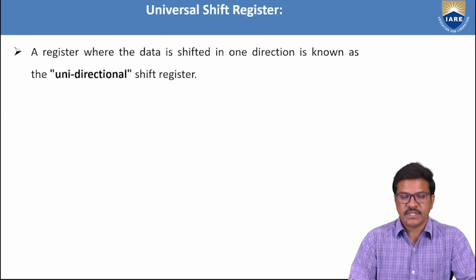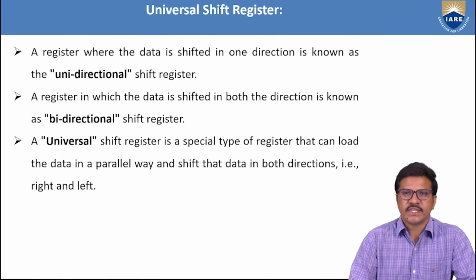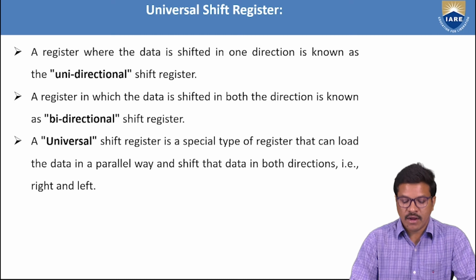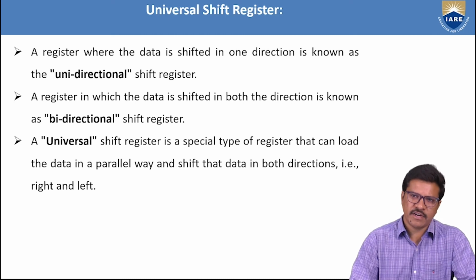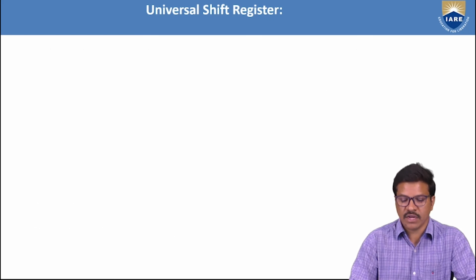Next, the universal shift register. A register where the data is shifted in one direction is known as a unidirectional shift register, and if it is shifted in both directions, it is bidirectional. The universal shift register is a special type of register which can load the data in parallel and shift the data in both directions, left and right. The design of a 4-bit universal shift register using multiplexers and flip-flops is shown in the figure.